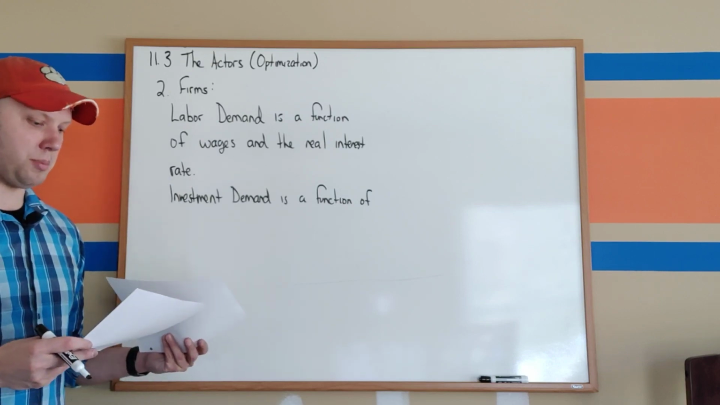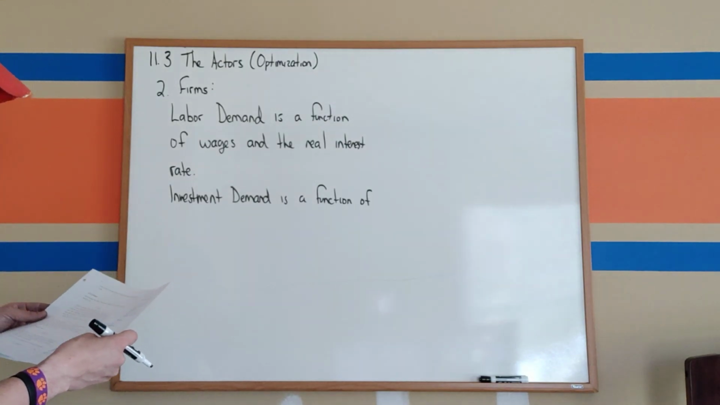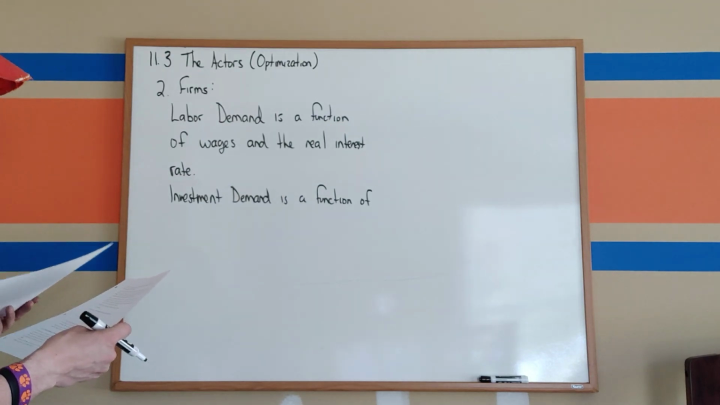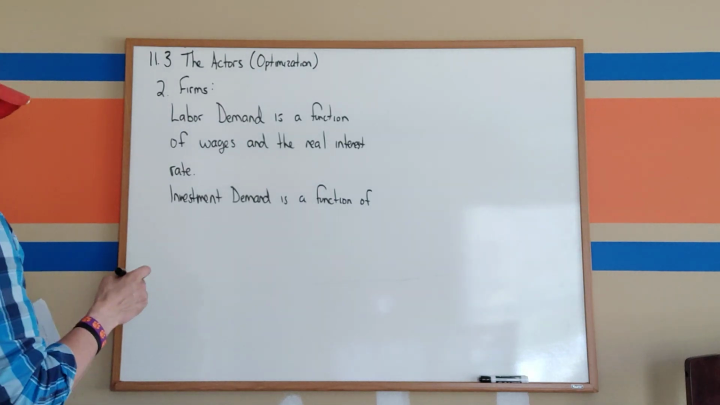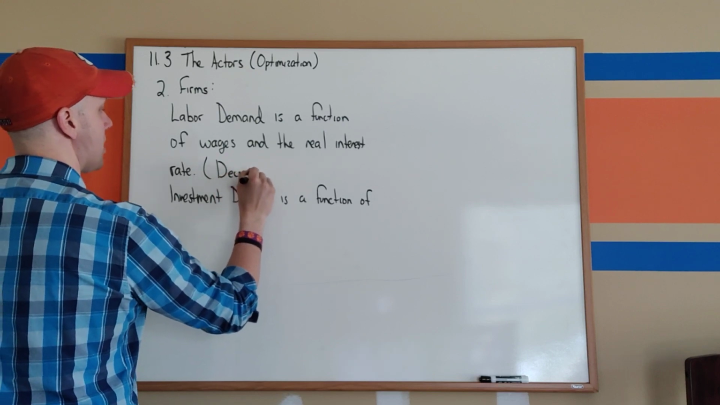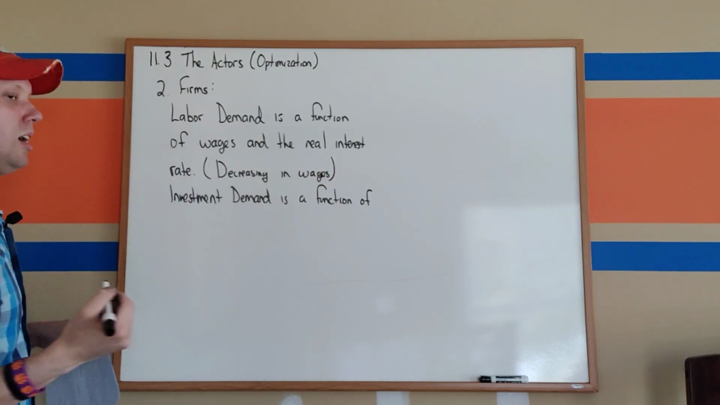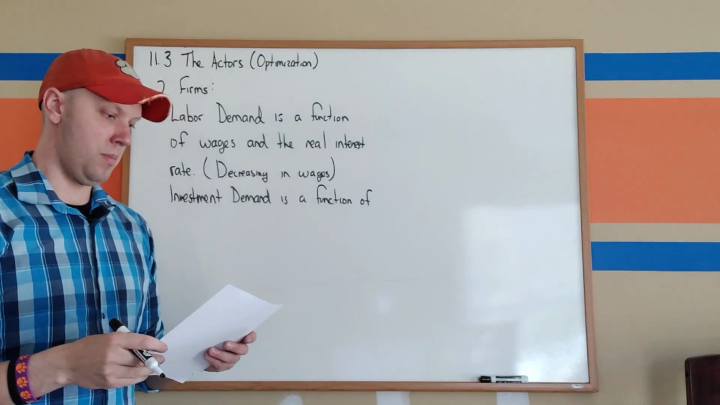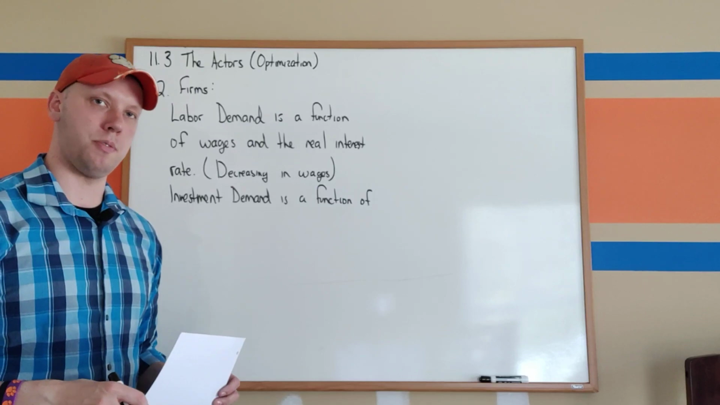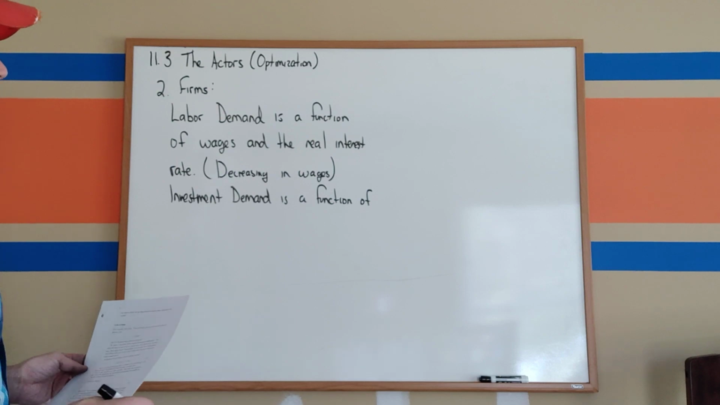So there needs to be some sort of substitution between these. Meaning this labor demand is going to be a function of the real interest rate and wages. And it's decreasing in wages. Labor demand is not an upward sloping function. To the Bernie Sanders supporters out there, labor demand is not an upward sloping function. It's a downward sloping function. If you increase the wage rate, you're going to decrease the demand for labor.